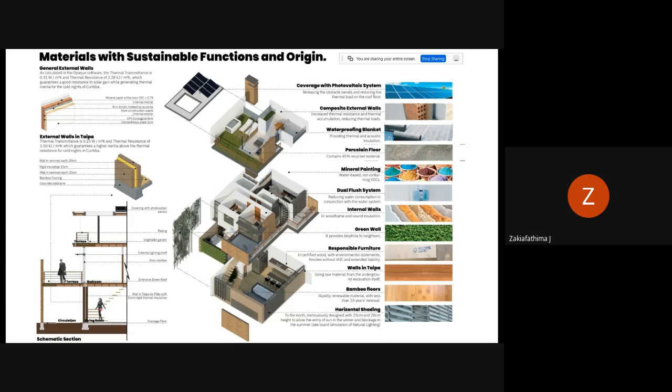Then for your internal walls, you can provide some sound insulation. You can provide a wooden frame, but the wooden frame that you are providing again has to be a certified sustainable wood frame. Then you have green walls. Green walls are actually a biophilic design factor. Then you have responsible furniture, that is, go for furniture that has been certified with a sustainable stamp. And then walls in typer, a raw material used from underground excavation.